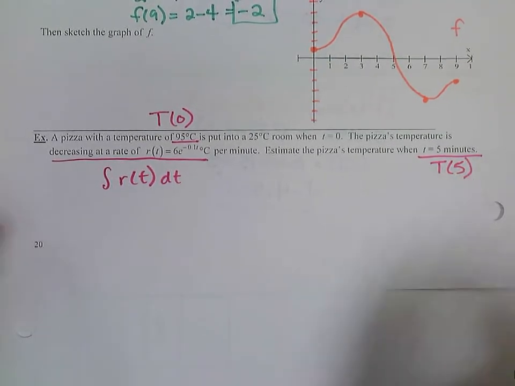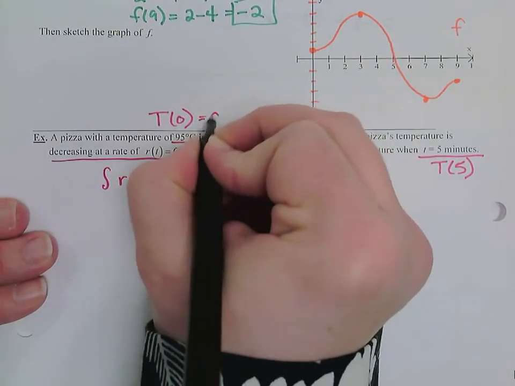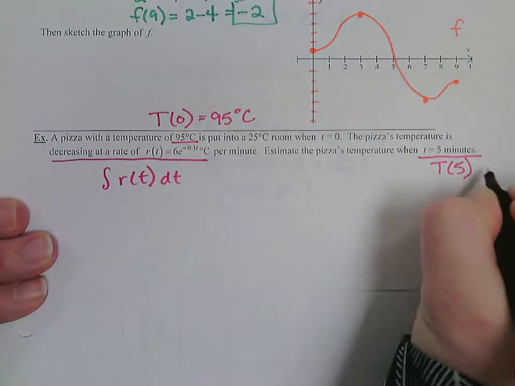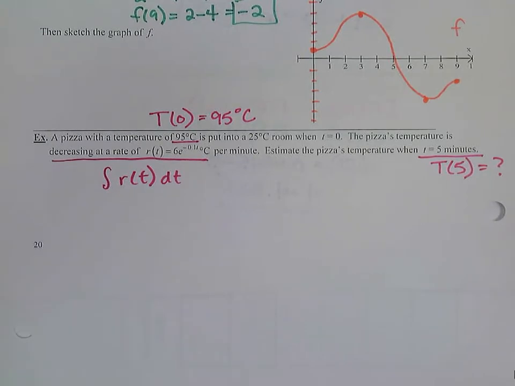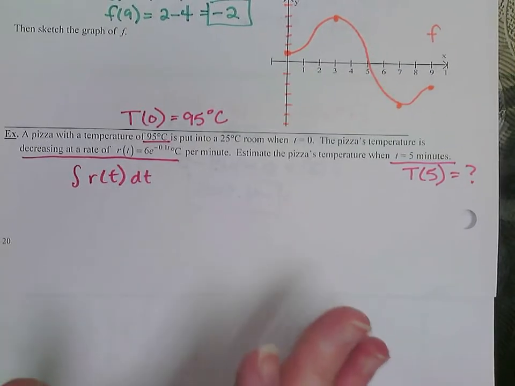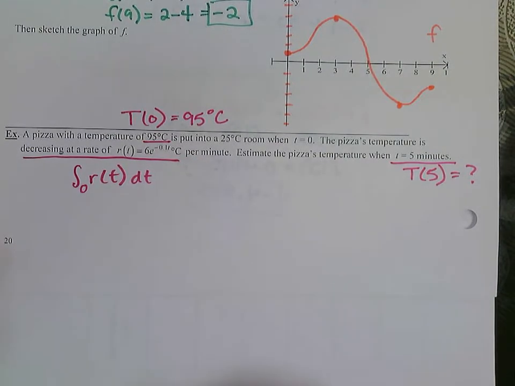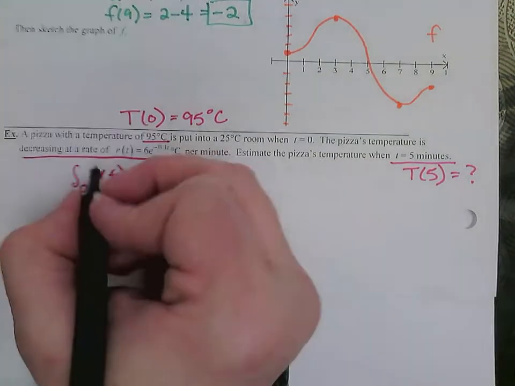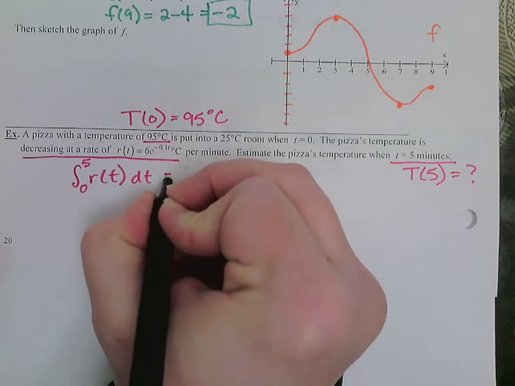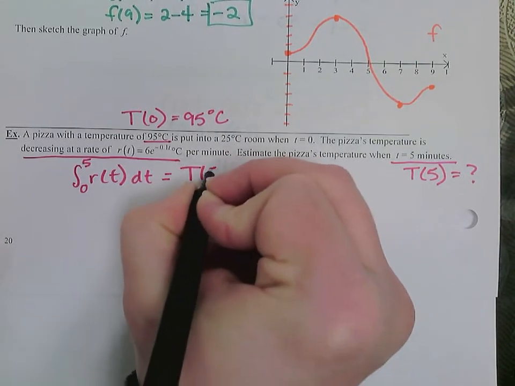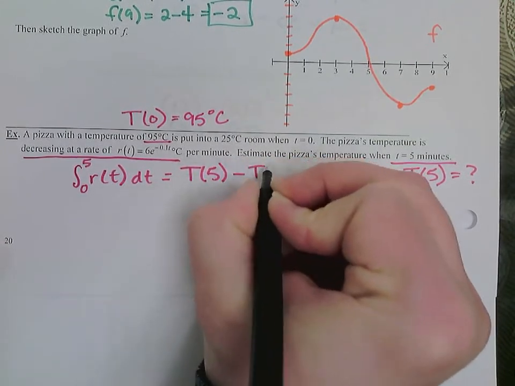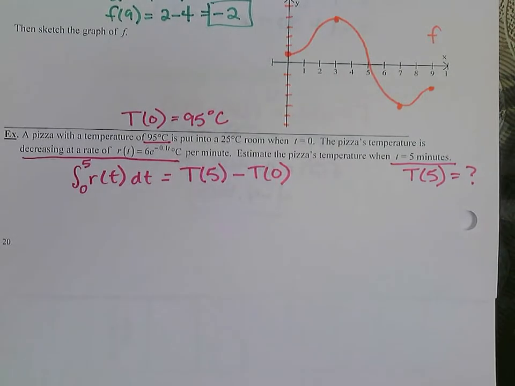So T of 0 is 95 degrees Celsius. T of 5 is what we're looking for, which means we're going to integrate the rate of change from time 0 to time 5. And that's going to give us the temperature at time 5 minus the temperature at time 0, the amount of change. We good with that setup?